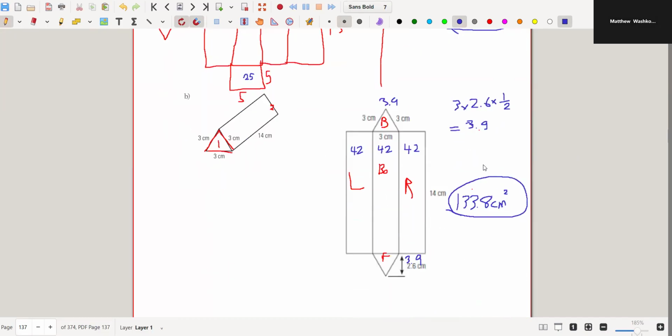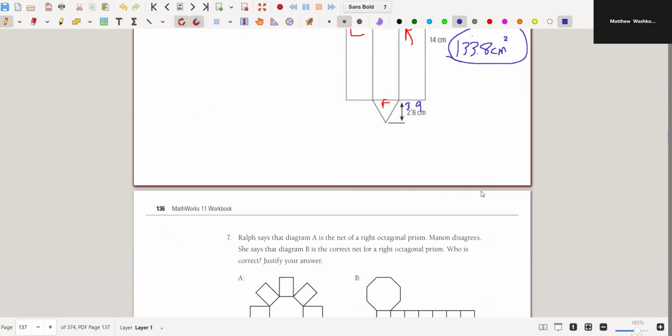Question B, 42 plus 42 plus 42, right? 14 times 3, that's the length of this side here. The faces are, now you may have done a 3 times 3. No. The base is 3, but the height is 2.6. So the area of each triangle is 3.9. So you add these up, you get 133.8.